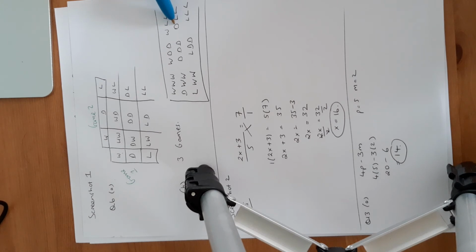She could draw in the first, lose the second, lose the 3rd. She could lose the first, win the second, win the last one. She could lose the first, draw in the second, draw in the 3rd one, or she could lose all 3 games. So it's just a continuation here of what's in the table. So there's 1, 2, 3, 4, 5, 6, 7, 8, 9 possible outcomes there.